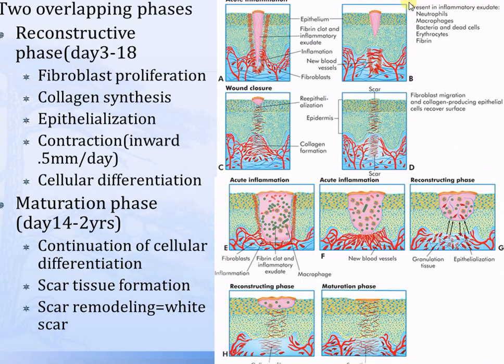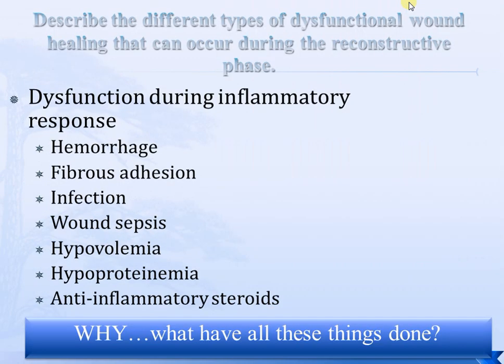And you don't have to memorize this. This is just there if you want to look at it later. But it's the reconstructive and the maturation phase. So about 3 to 18 days, you're patching this big hole, so something like a big wound, and then maturation can actually take up to 2 years to fix. Okay, this part you do have to know, though.